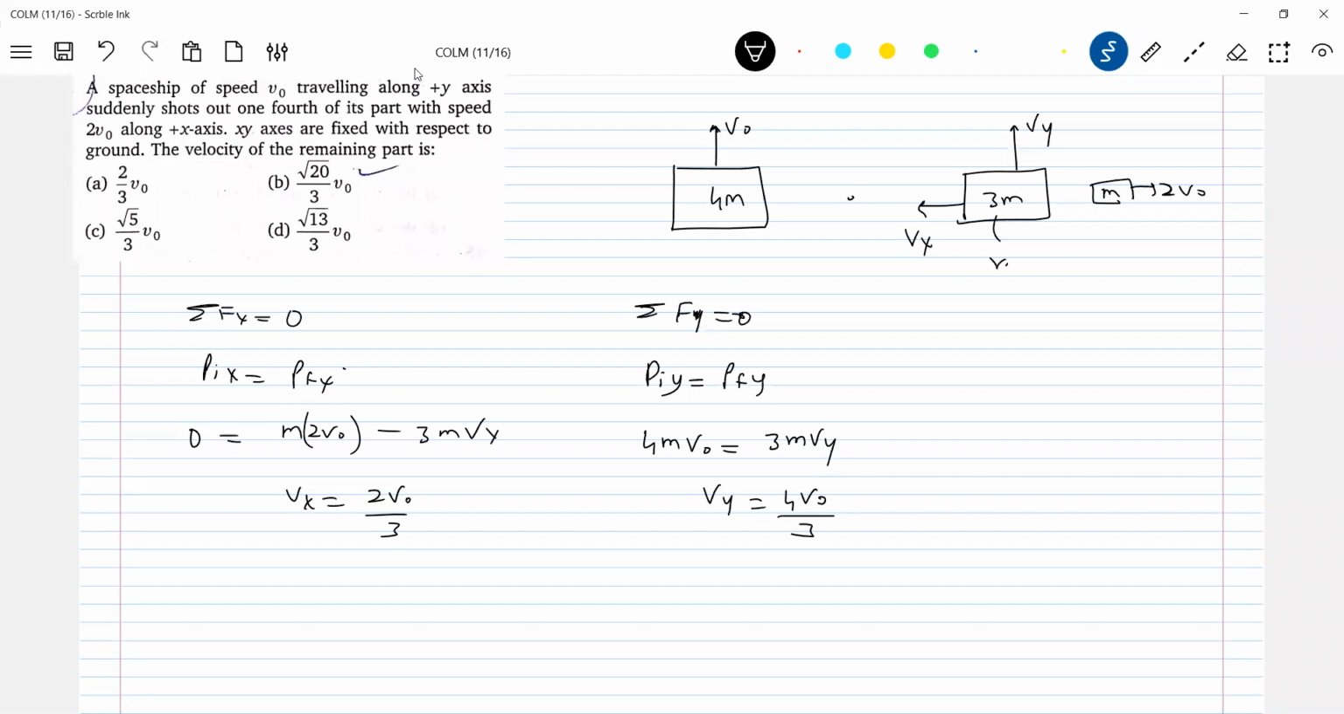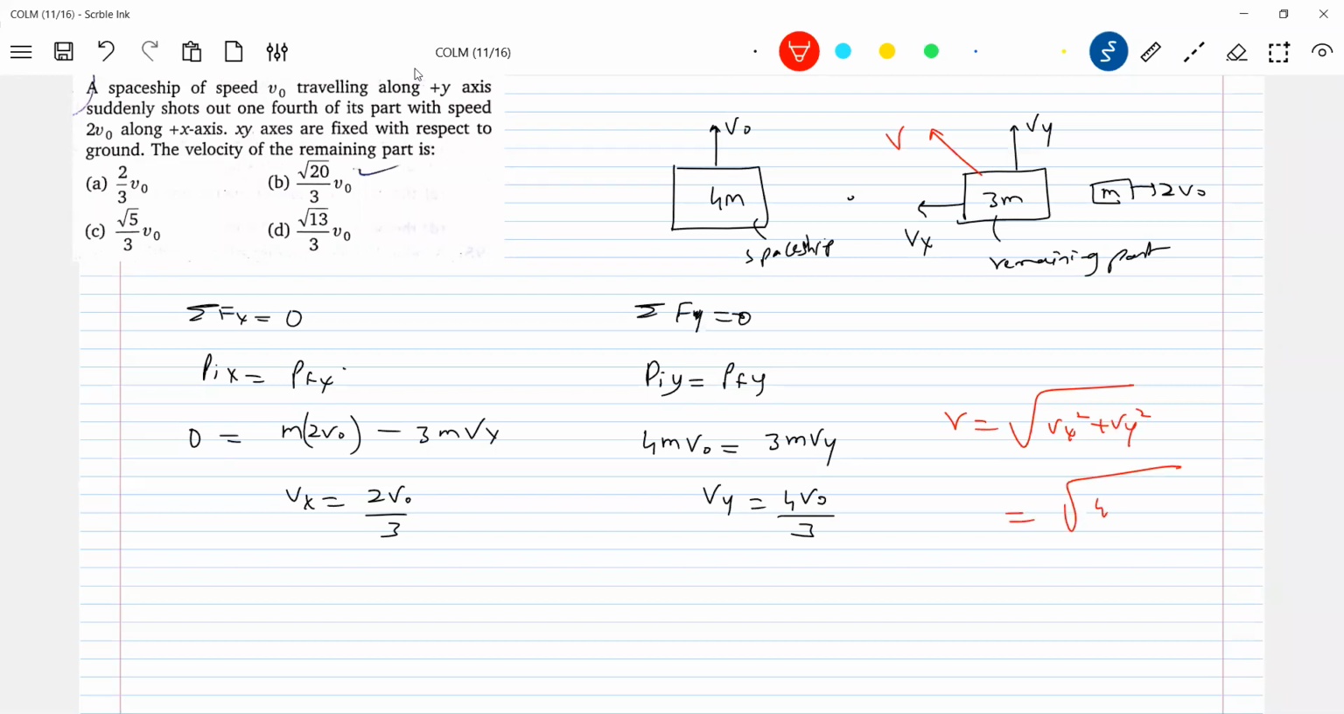There's a remaining part, no? And this is the spaceship. Now he's asking what can be this speed? So what is v? We can write it as the square root of vx square plus vy square, which is 4v0 square by 9 plus 16 v0 square by 9. So this will be the speed of the remaining part.